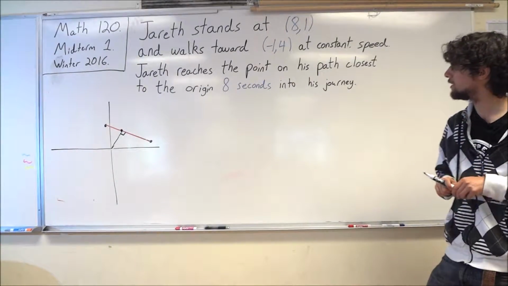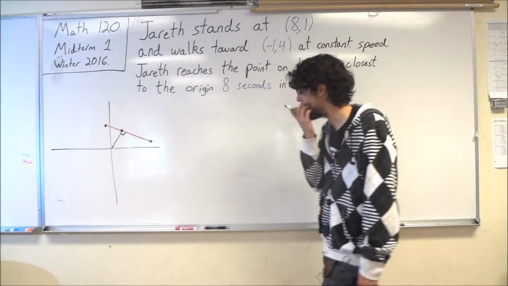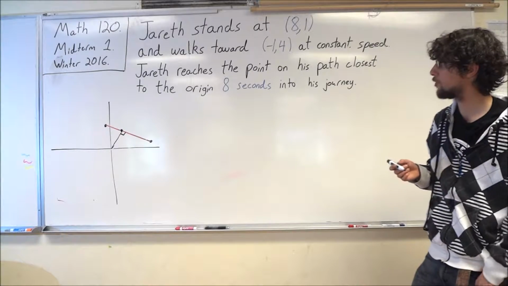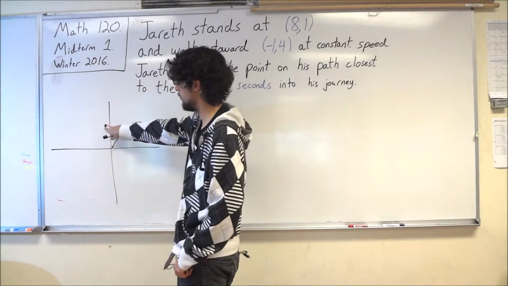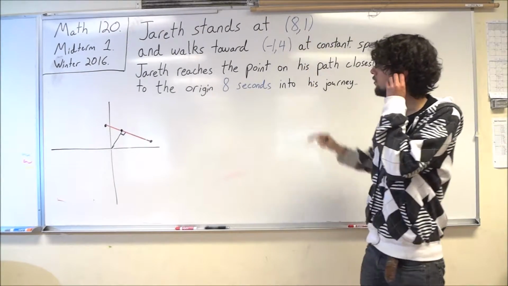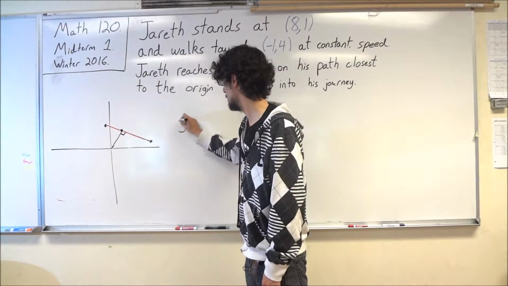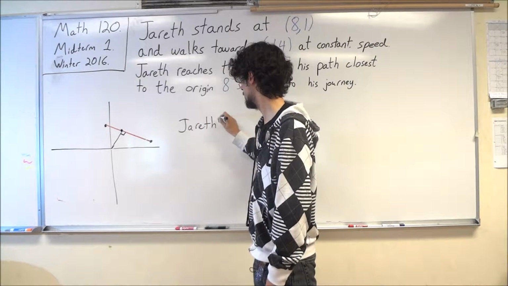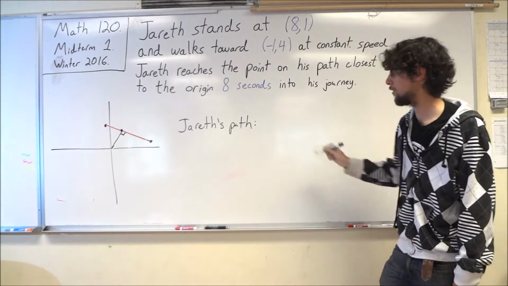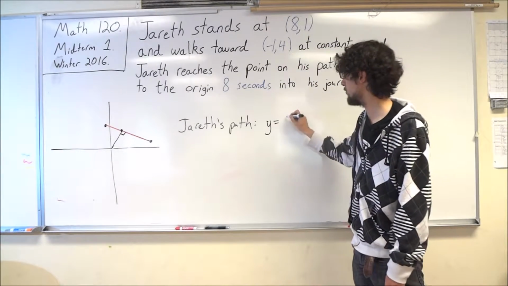What I know about this line is, well, in order to write an equation for a line, I need a slope and a y-intercept. So let's think first about the slope. What happens as Jareth travels from his initial position to his destination? He has a rise of 3 and a run of negative 9. I'm going to write an equation for Jareth's path. What I know so far is that the slope, what did I say? The rise was 3, the run was negative 9.